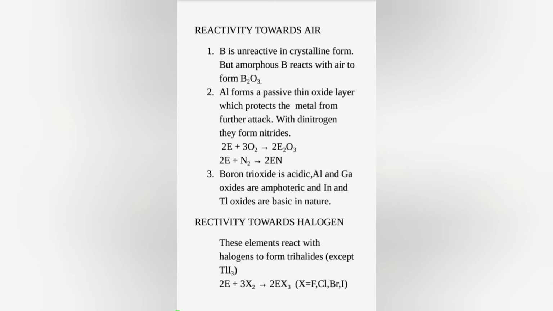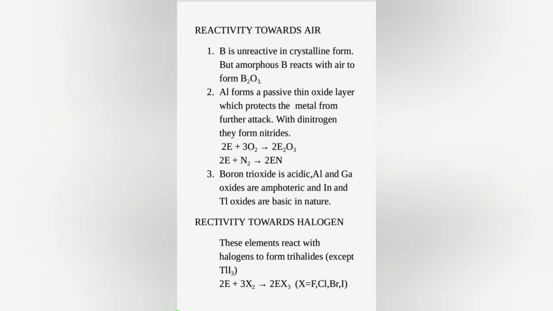The reaction is given. E stands for the element of the p block. It reacts with oxygen to form the oxides of the form E2O3. Similarly, with nitrogen, they form nitrides. Boron trioxide is acidic, aluminium and gallium oxides are amphoteric, and indium and thallium oxides are basic in nature. Okay, this is about reactivity towards air.